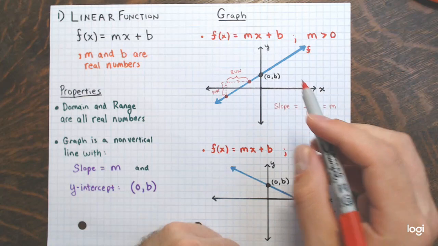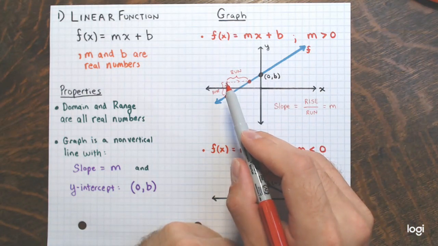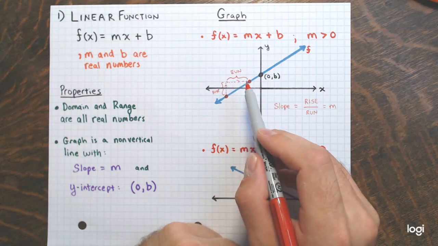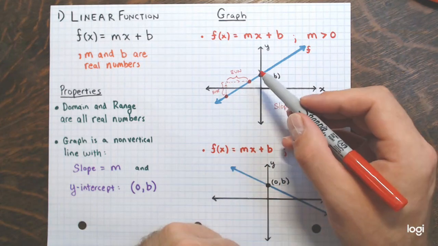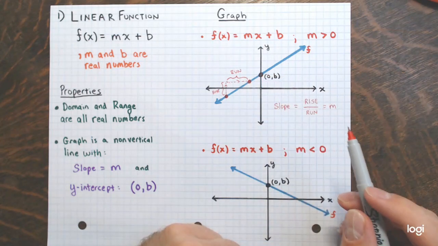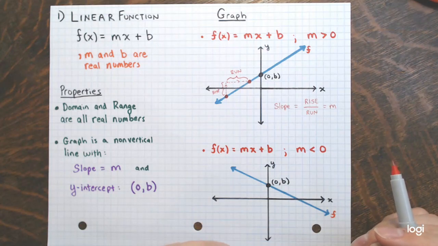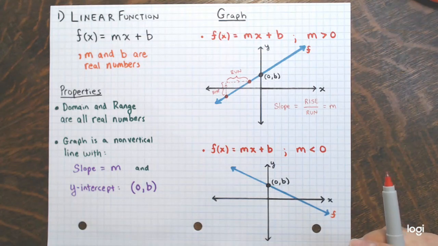Alright. So if I go from this point to this point, the up distance divided by the right distance will be m. If I go from this point to this point, the up distance divided by the right distance will be m all the time. And that's what the slope is.